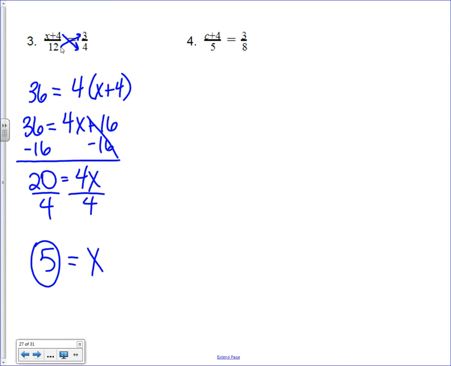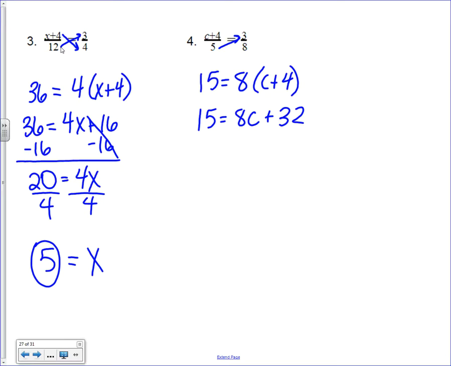Yes, absolutely. What would you write for the next one here, folks, by cross multiplying? Good. Please don't forget the parentheses. All right, folks, you go ahead and distribute, and then you go ahead and solve it. Don't be alarmed when you get a decimal. Why don't you give me the decimal representation and the fraction representation?